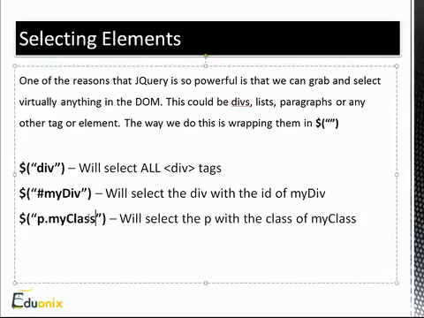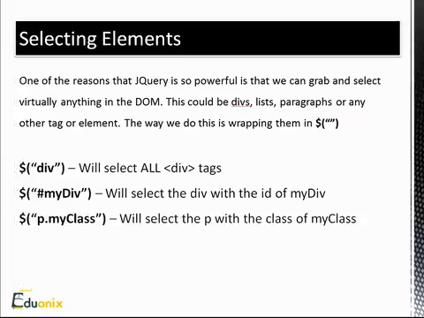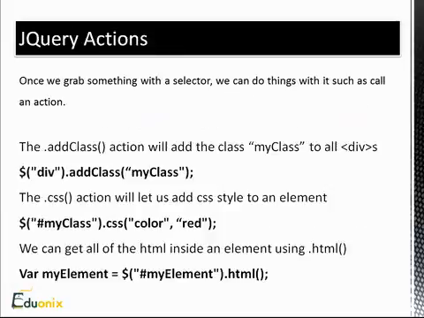When you're using plain JavaScript, it's not that easy to grab something with a class name. You can use getElementById to grab something with an ID, but if it doesn't have an ID, then it's a little more complicated in plain JavaScript. jQuery makes it very easy to get whatever we want.